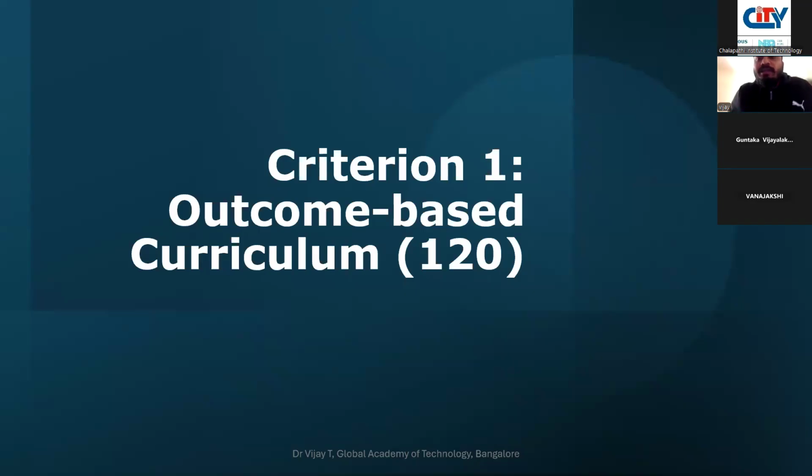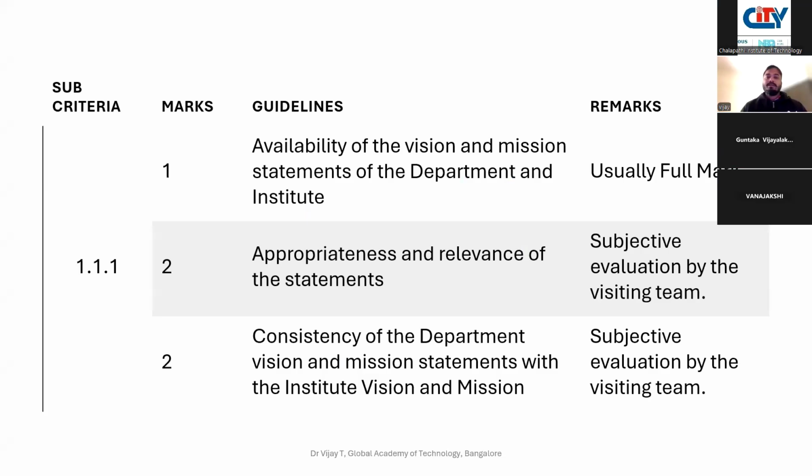So criterion one is outcome based curriculum, which is of 120 marks. This is how the distribution is going to happen with respect to criterion one. Availability of the vision and mission statement of the department and institution. When I looked into your website, it was clearly visible. The institute had a vision mission statement, and also the department or program had a vision mission statement. So availability is given 1 mark.